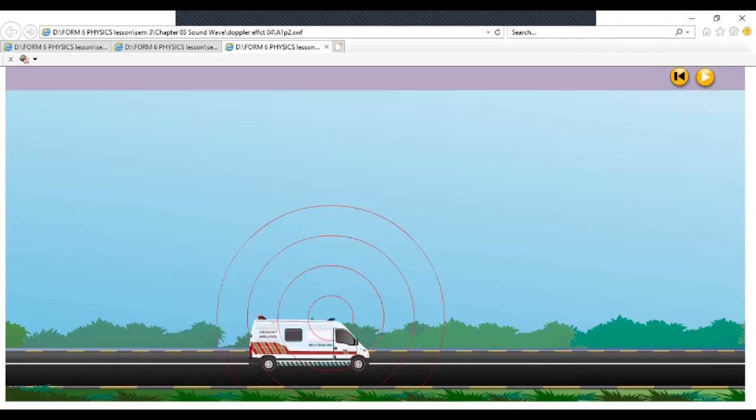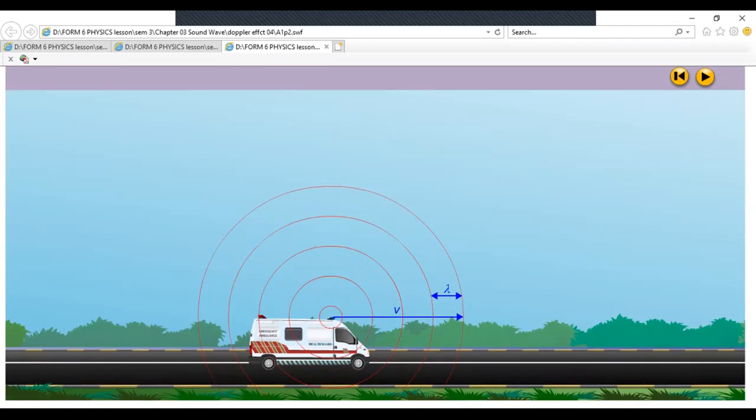Now we observe that if the ambulance produces a sound wave while in a stationary position, that means the sound source is stationary. The speed of the sound in every direction, left, right, above, all directions, is constant, and the wavelength of the sound is always constant in all directions if the ambulance or the sound source is in a stationary state.